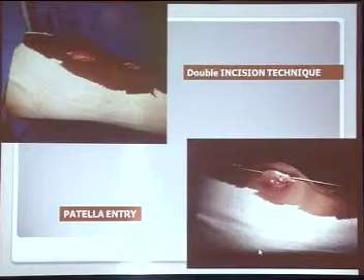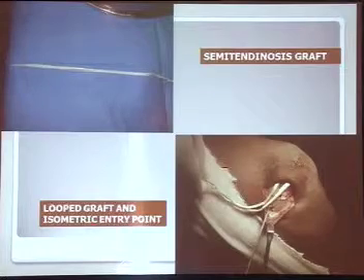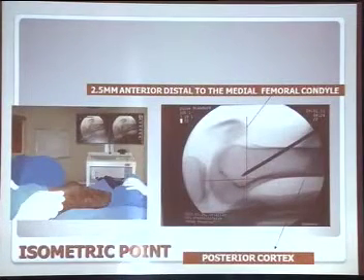And usually a pin was inserted in the patella, in the medial one third of the patella, which is more anatomical. Semitendinosus graft was harvested and it was drilled according to the size of the graft which was measured. And it was looped around the patella and on the femoral side it was fixed.